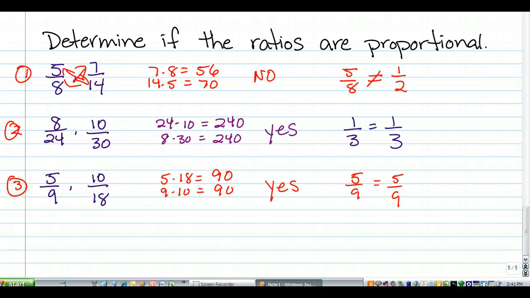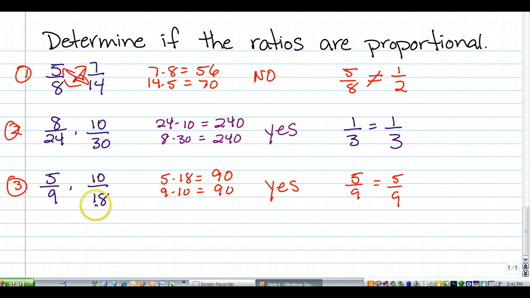All right, here we go. Let's take a look at number 1. I crisscross multiplied and found out that no, they are not proportional because the products were not equal. So no. Now if you try to simplify, 5/8 is already in simplest form, 7/14 simplifies to a half, so that is not a proportion. Number 2, we got yes, because 24 times 10 and 8 times 30 both equal 240. And if you were to simplify both of them, you would see they both simplify to 1/3.